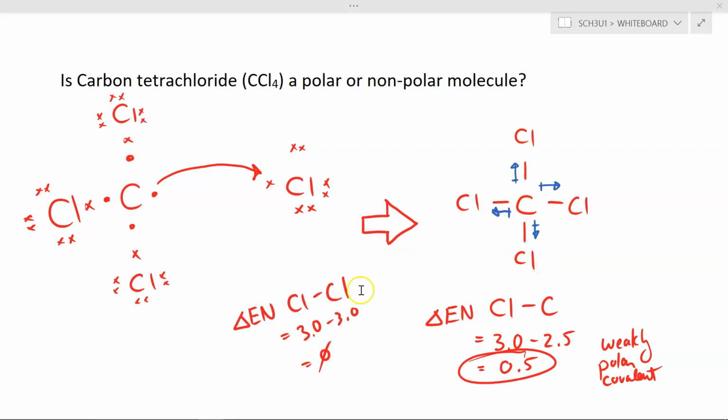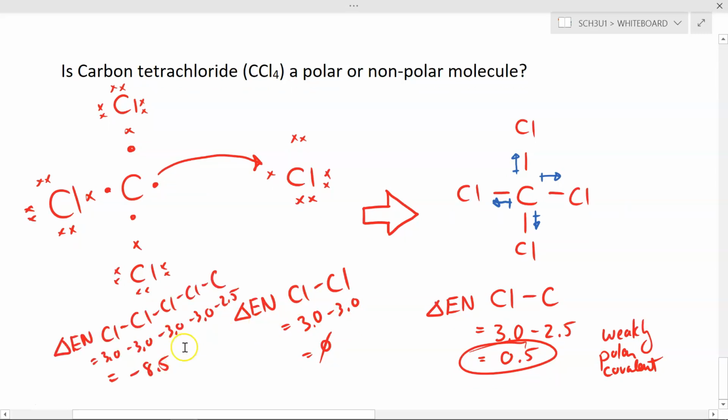Now be careful, sometimes I'll see students doing delta EN calculations for chlorine and chlorine, or if they really have no clue what they're doing, they'll just start subtracting random ENs for every single atom that they see and get like a negative 8.5. But obviously that is wrong. You only do delta EN calculations for bonds that are present. So carbon, chlorine, bond. Carbon, chlorine, bond. Carbon, chlorine, bond. There's no such thing as a chlorine-chlorine bond in this specific molecule.